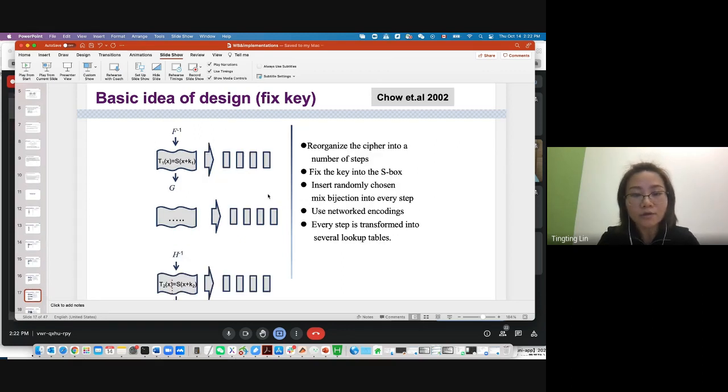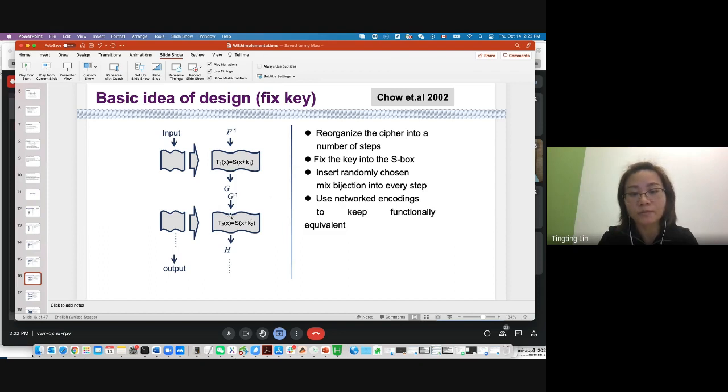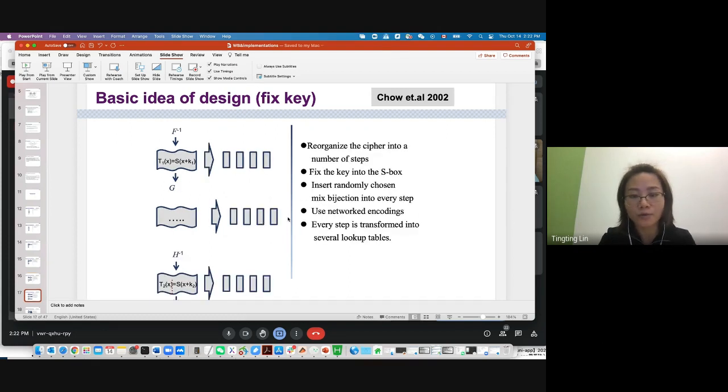And we cannot just make this box as a whole, as a huge lookup table, because we need to consider the size of the lookup tables, especially when we do the software implementation. We need to make the lookup tables as small as possible. So normally we will transform each step into several small lookup tables.